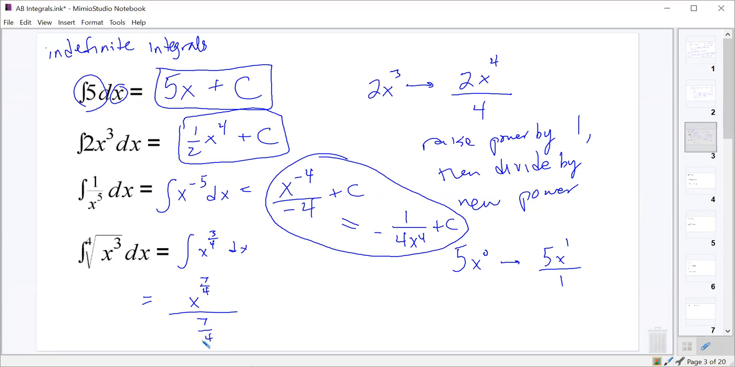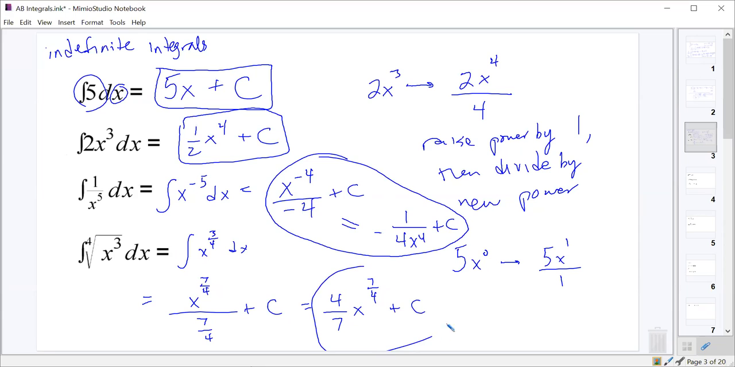Divided by 7/4, right? Plus our constant. Normally we won't write this thing divided by a fraction. Since we're dividing by a fraction, we'll flip it. We'll take the reciprocal and multiply. So we'll just call this 4/7 x to the 7/4 plus a constant.